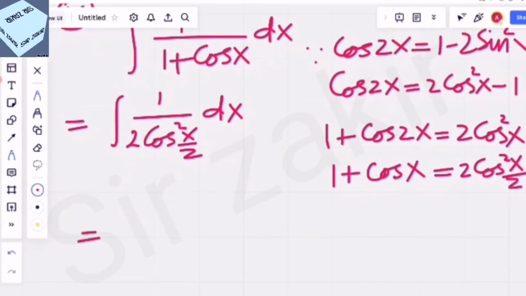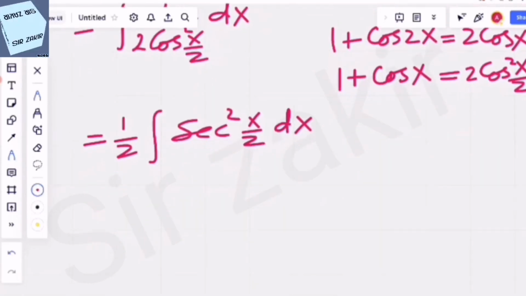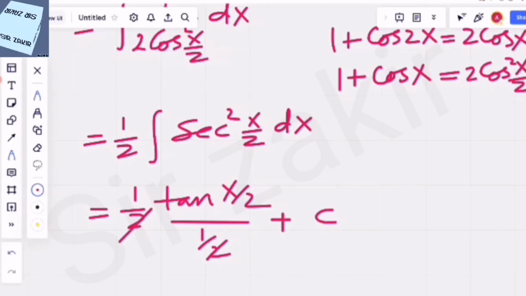We write 1 by 2 cos square x by 2 dx, and then we take 1 by 2 outside the integration, and cos in the denominator makes secant in the numerator, secant square x by 2 dx. The integration of secant square is tan x by 2 divided by the derivative of the angle, 1 by 2x, the derivative is 1 by 2, plus c. So we see that this is at second place, this is at third, both are cancelled, so finally it is tan x by 2 plus c.